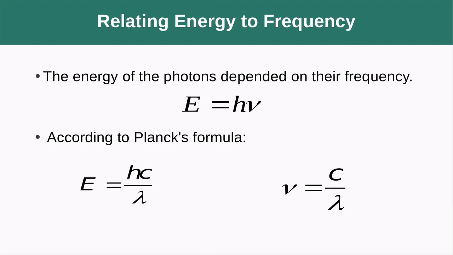So if we have these equations now that the energy is going to be equal to Planck's constant times the frequency, we can substitute in our idea that frequency is equal to the speed of light divided by lambda, and we now have an equation that's going to relate energy to wavelength as well.